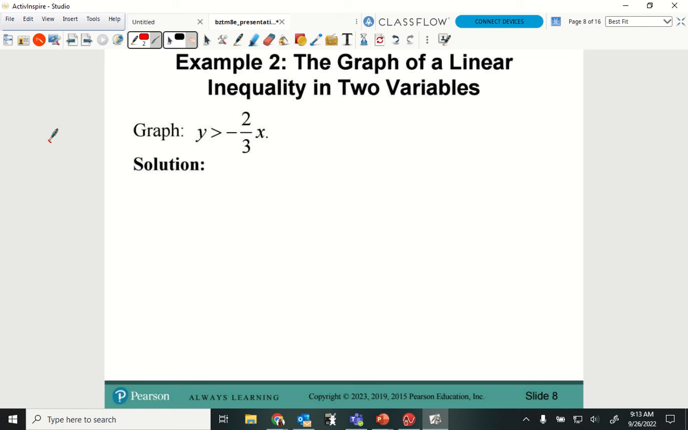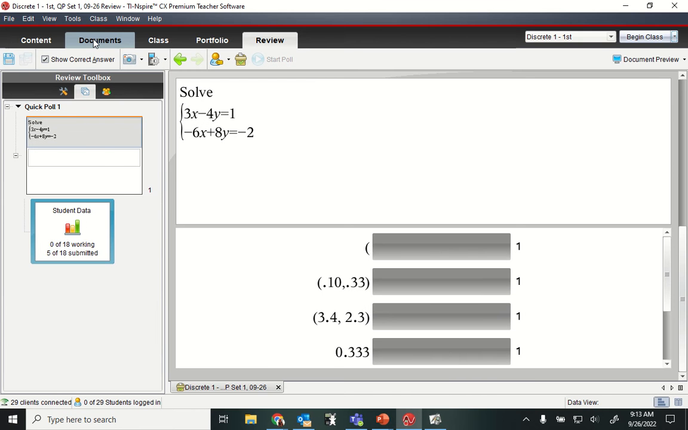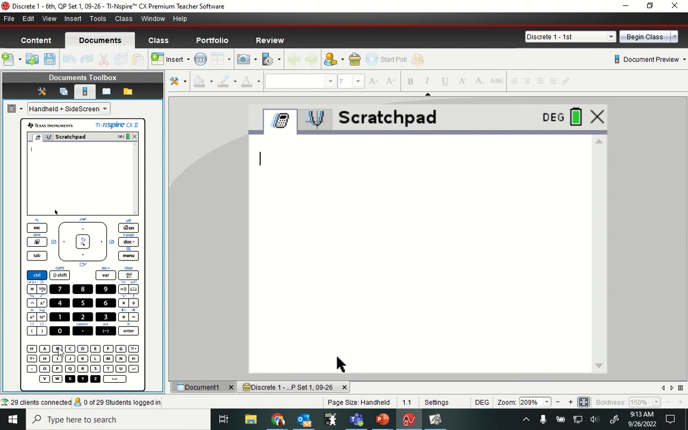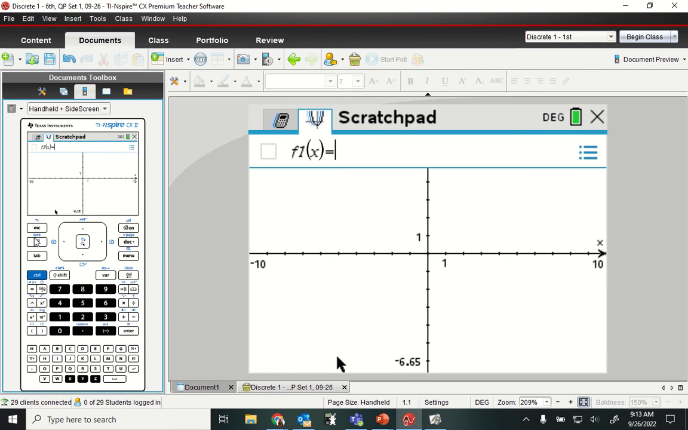So, example 2, graph of a linear inequality, 2 variables. We're going to do this straight in the calculator, and then you are going to sketch it. That's all you got to do. Make sure you use the right symbols. So, calculator, and then we are going to sketch this. So, let's go back here, document, so doc B, and then right here.